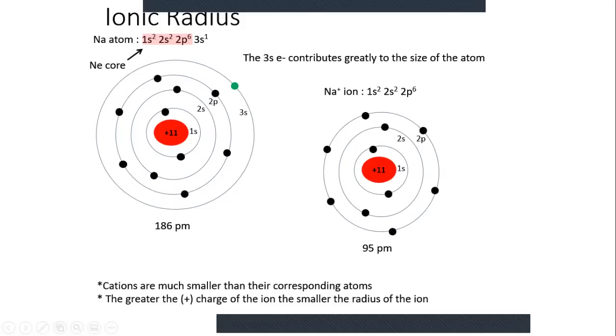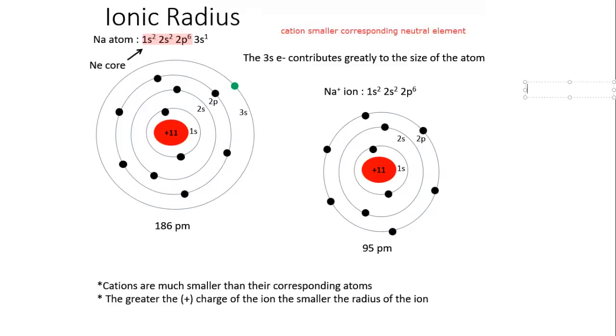So again, a cation is smaller than the corresponding neutral element. So sodium plus is smaller than sodium. And again, the greater the positive charge, the smaller the radius. So for example, if we were comparing iron, which is larger than iron 2 plus, which is larger than iron 3 plus. Because the more electrons you remove, it generally leads to a smaller radius.